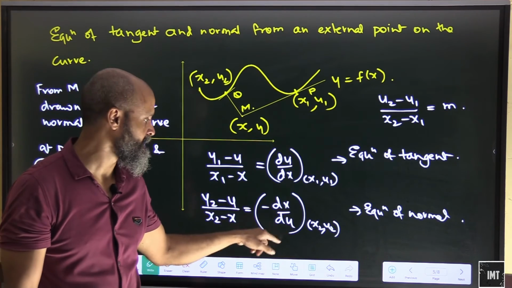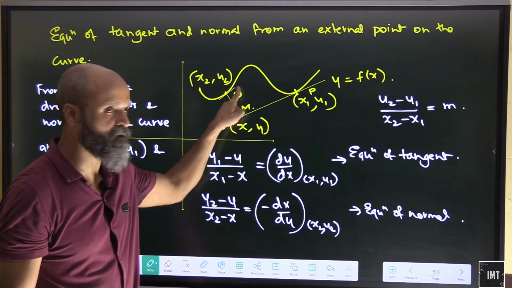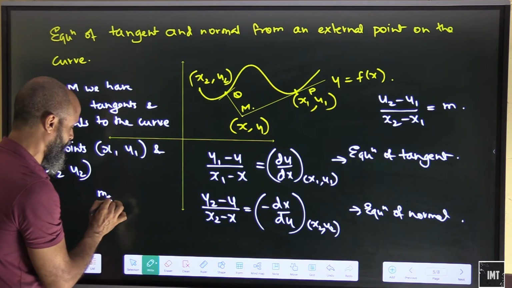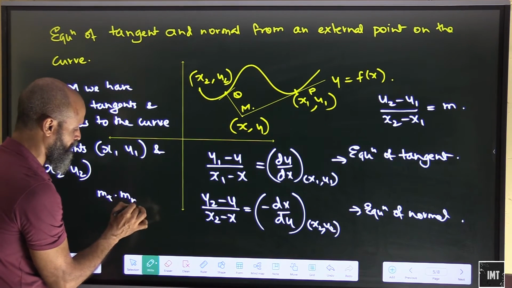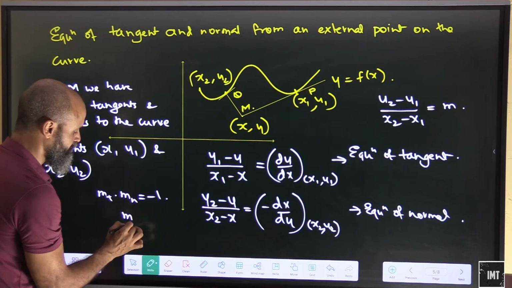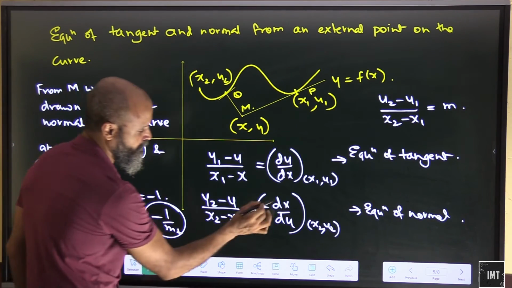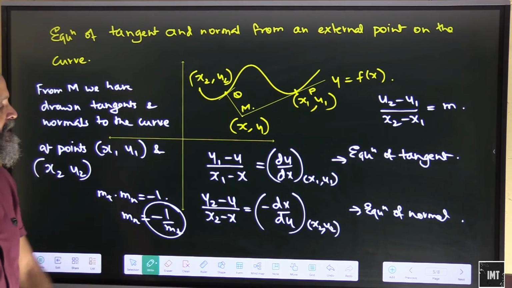So we know this will be whatever the equation of the tangent will be. See, slope of tangent into slope of normal is equal to minus 1. So slope of normal will always be minus 1 by mt. So this is what it is, minus dx by dy at (x2, y2).